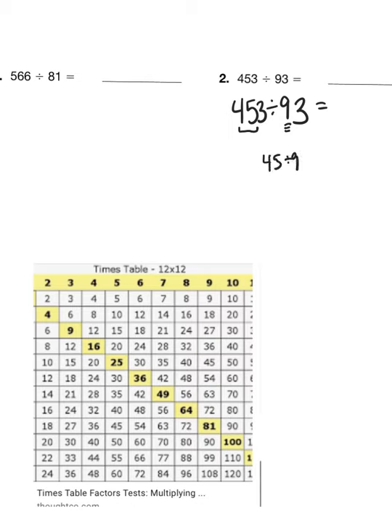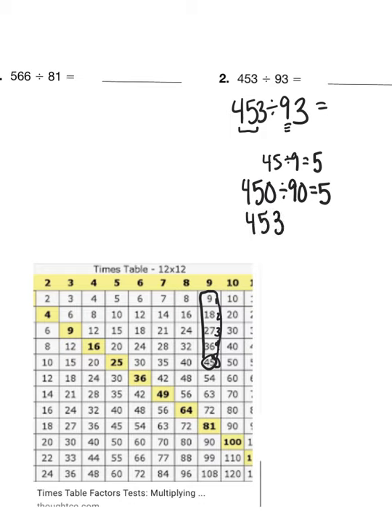So 45 is on my multiplication chart. Let's see where it is. 45, here it is. Let's see how many groups of 9 get me to 45. So here's one group of 9, two groups of 9, three groups of 9, four groups of 9, five groups of 9. 45 divided by 9 equals 5. So that tells me that 450 divided by 90 also equals 5, which tells me that 453 divided by 93 is going to be close to or approximately 5.